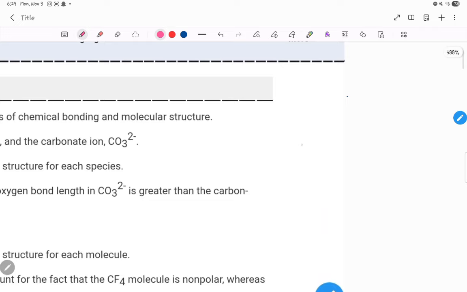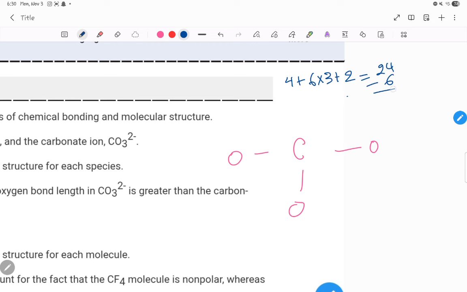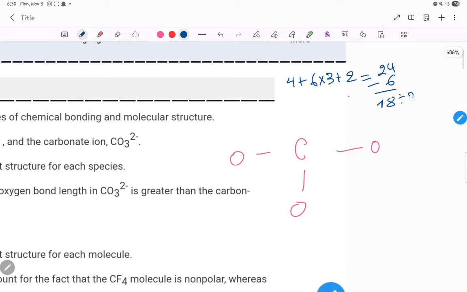For the carbonate ion, we'll start with carbon, and then we have 3 surrounding oxygen. Now, carbon is group 4, oxygen is group 6, so 6 times 3, and don't forget, 2- means we have 2 extra electrons, so we will add 2. So 4 plus 6 times 3 plus 2, that's going to be 24. 24 minus 6, because we have 3 bonded pairs, that's going to give us 18. 18 divided by 2, that's going to be 9. So it's going to be 1, 2, 3, 4, 5, 6, 7, 8, and 9.